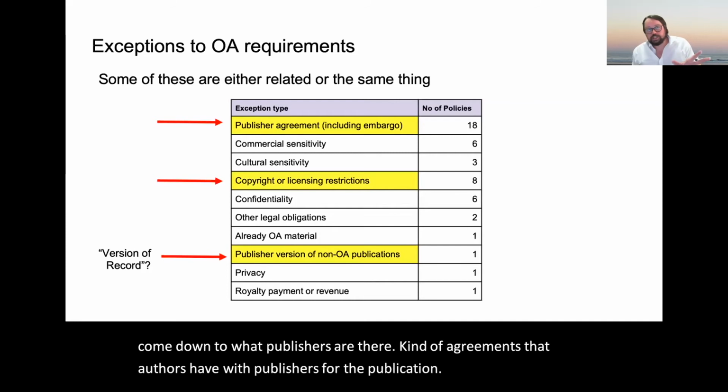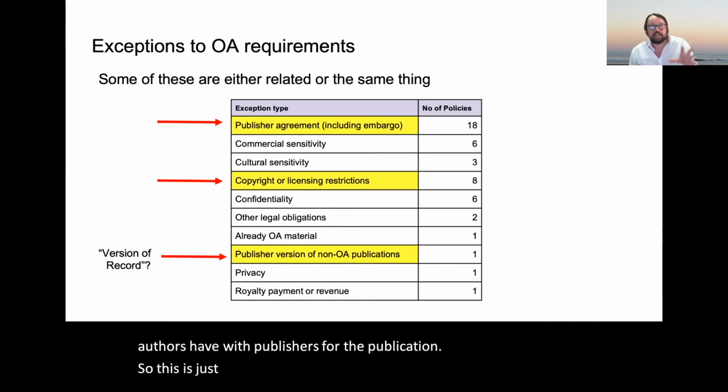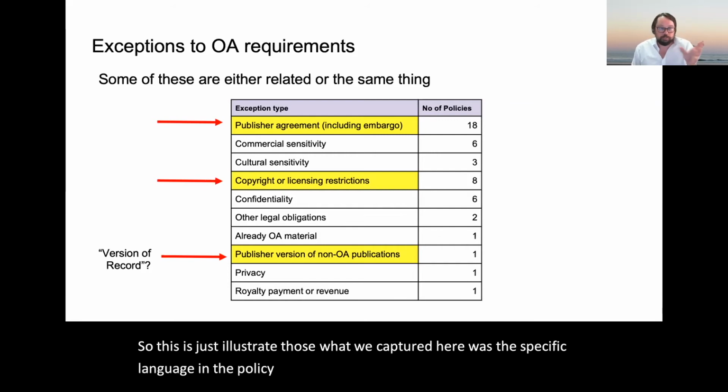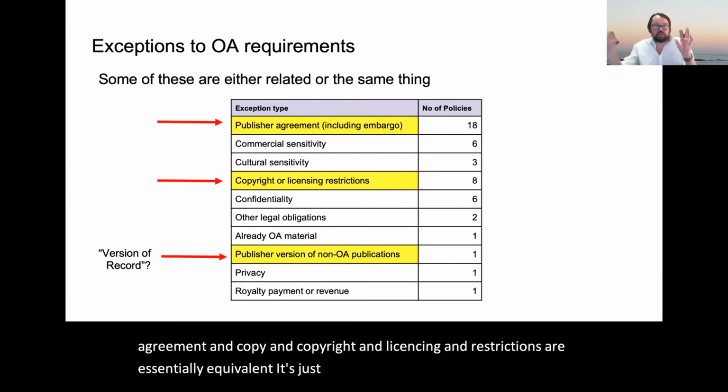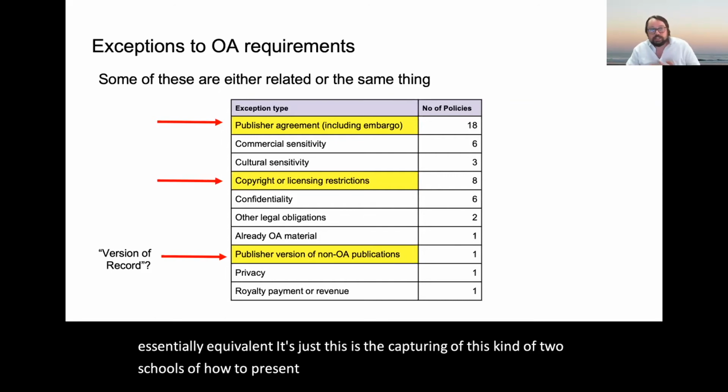And so this is just to illustrate those. What we captured here was the specific language in the policy. So I think there's a good argument that publisher agreement and copyright and licensing restrictions are essentially equivalent. It's just the capturing of these kind of 2 schools of how to present this within the policy. And there's some interesting exceptions. So I think this talks to the complexity around this.